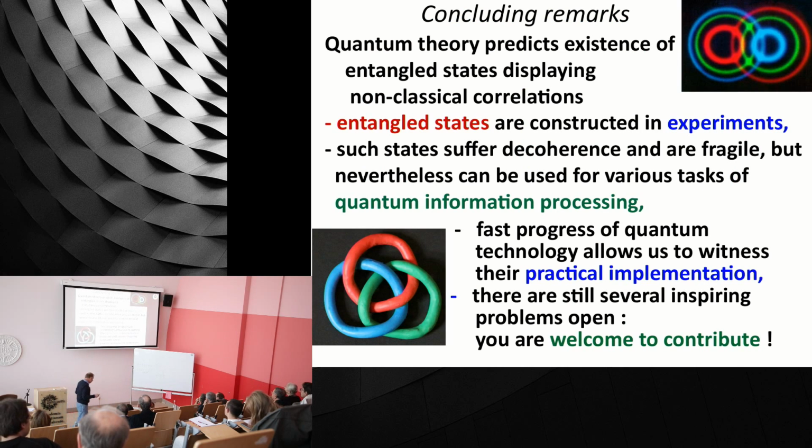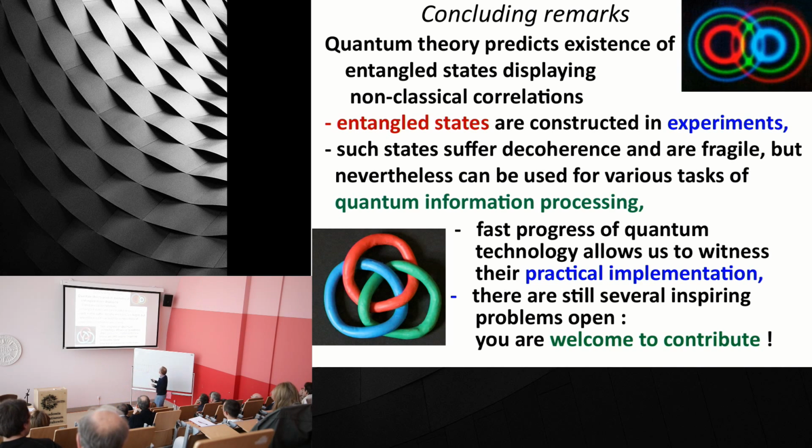So the concluding remarks are simple. Quantum theory predicts the existence of very strange states. Strange because they show non-classical correlations. For instance, superpositions and entangled states. And they can be constructed in experiments. They were constructed and used many times.